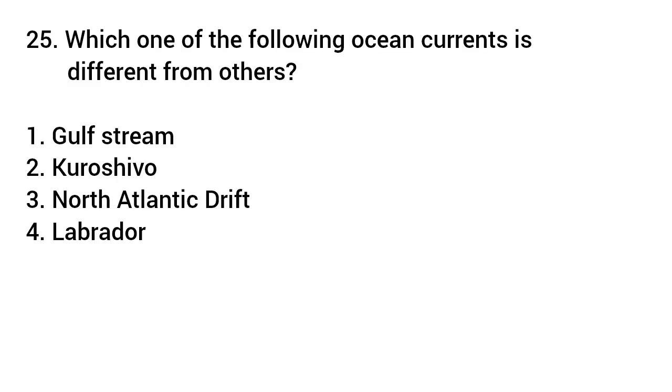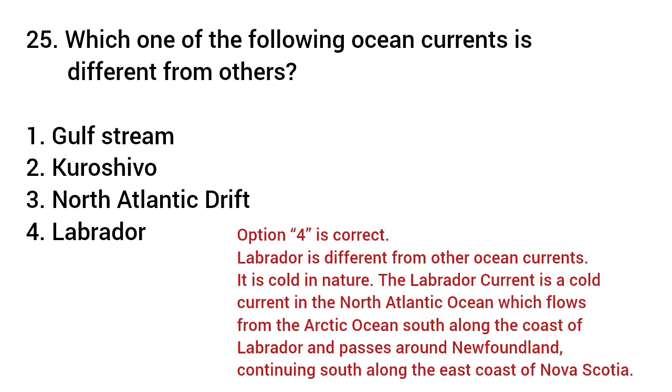Which one of the following ocean currents is different from others? Answer. Option 4 is correct. Labrador is different from the other ocean currents. It is cold in nature. The Labrador current is a cold current in the North Atlantic Ocean which flows from the Arctic Ocean south along the coast of Labrador and passes around Newfoundland, continuing south along the east coast of Nova Scotia.